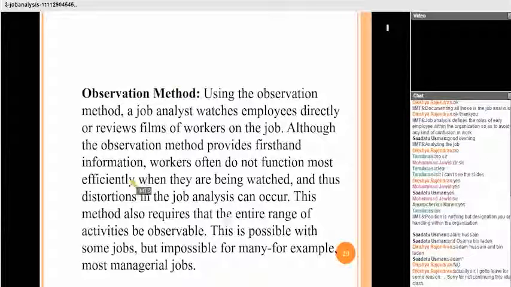For some jobs, observation method is very good. For others, it's not that very good.